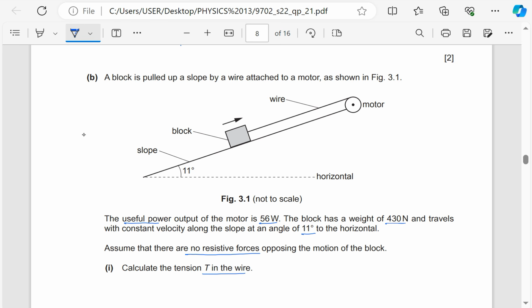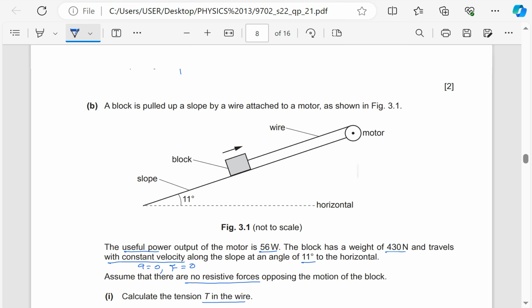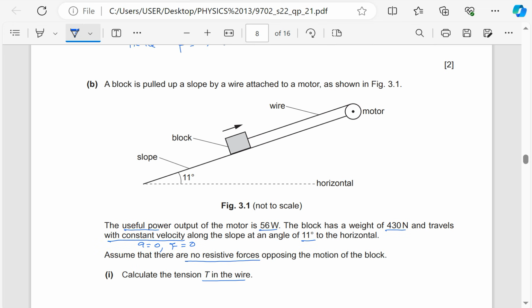Now, they said it is moving with a constant velocity along the slope, which means the acceleration along the slope is 0, which means the resultant force is going to be 0. So I have just to find the forces acting on this one. We have the weight. Of course, the weight acts vertically downwards. That is the weight, which is going to be mg. So there must be a force which acts perpendicular to the surface, which is the component of the weight.